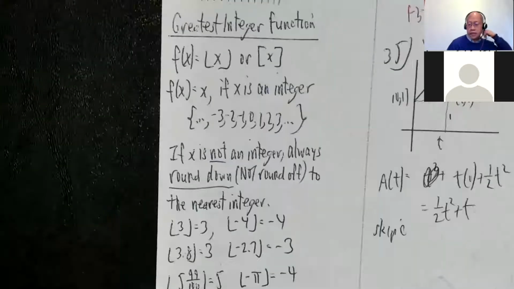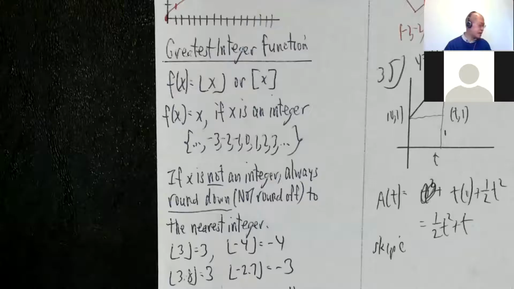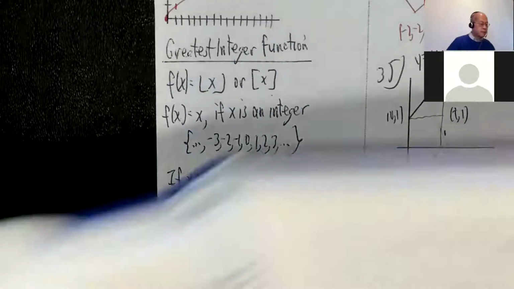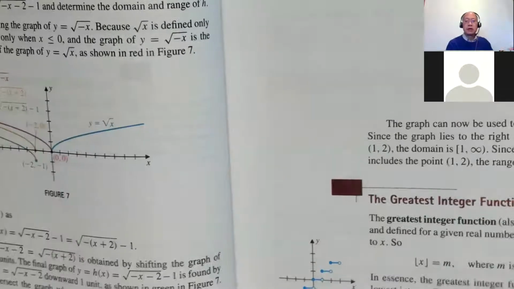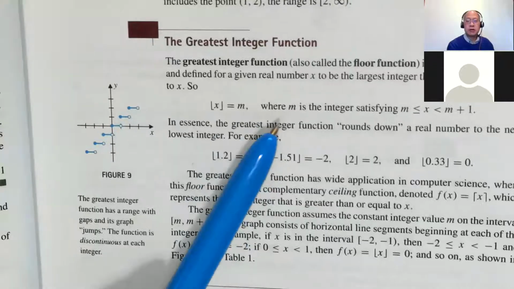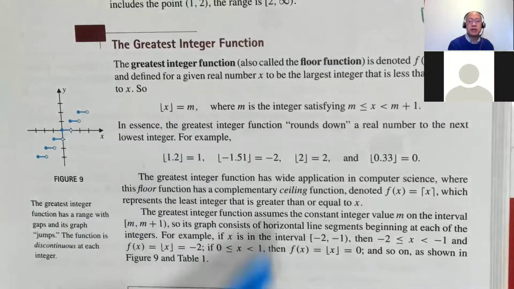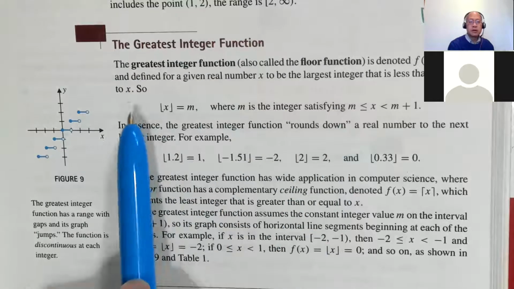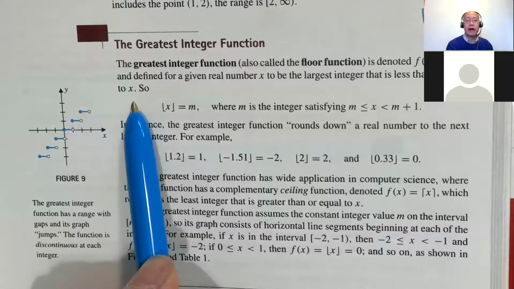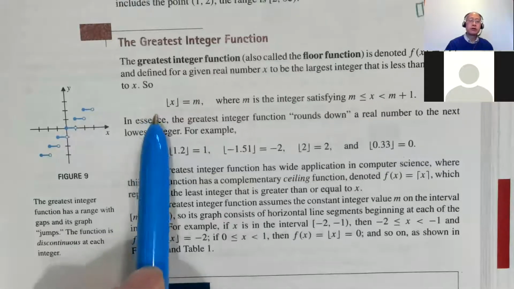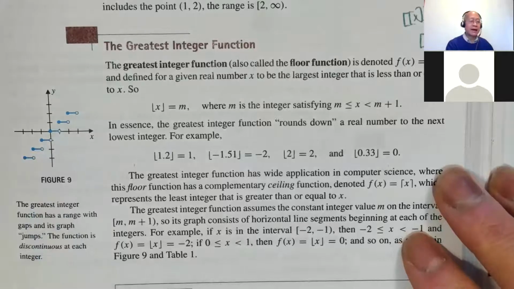And then I just want you to have a knowledge of what the greatest integer function is. We talked about that a little bit the other day. It's kind of a messy function. The greatest integer function, sometimes called the floor function, is defined for a given real number x to be the largest integer that is less than or equal to x. Think of it as rounding down. No matter what the number is, you round down. If you already have an integer, you leave it alone. If you have any fraction or decimal part, you always round down.